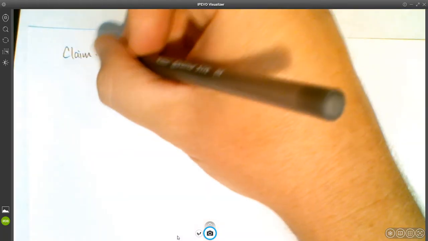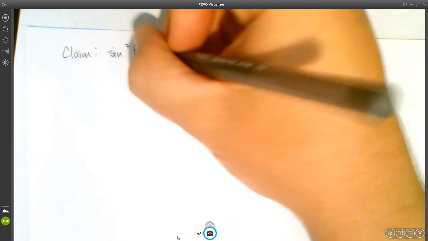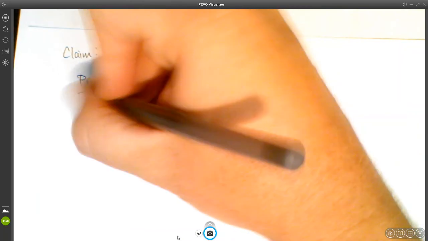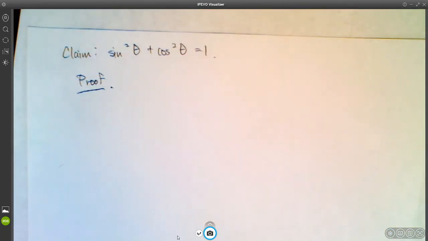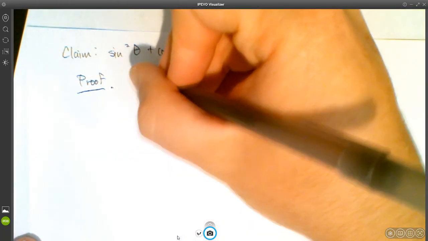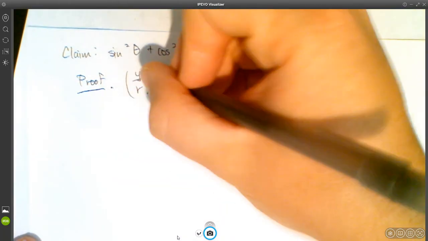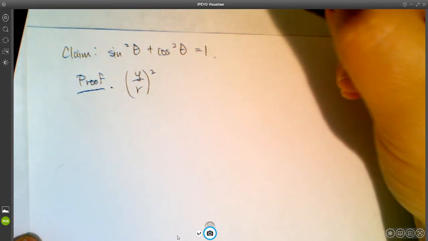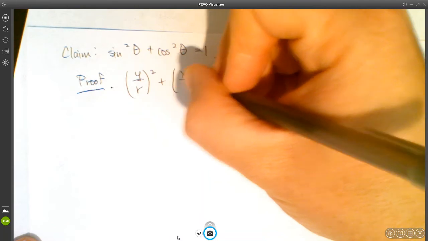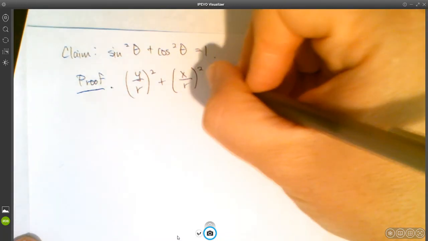So here's our claim. Our claim is that sine squared theta plus cosine squared theta equals 1. And let's prove it. Well, we know that sine is y over r, so sine squared is (y over r) squared. We know that cosine is x over r, so cosine squared is (x over r) squared.